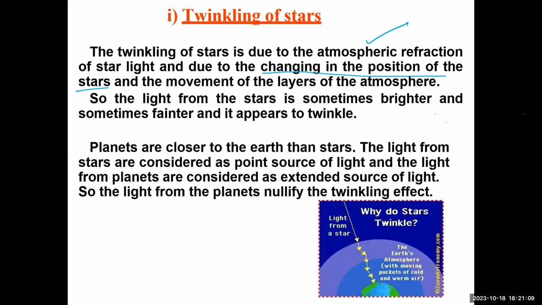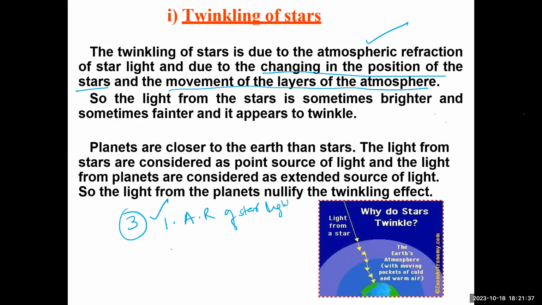The second reason is that the star does not stay in one position. It is because of the change in the position of the star, and also because of the movement of the layers of the atmosphere. So listen here now. The twinkling of the star takes place because of three reasons. The first reason is mainly atmospheric refraction of starlight.